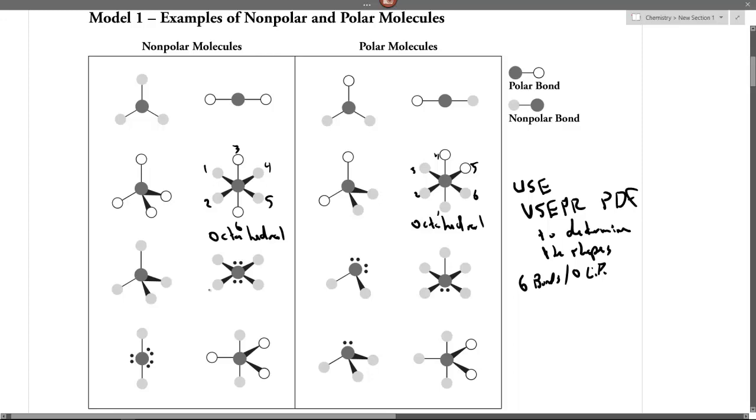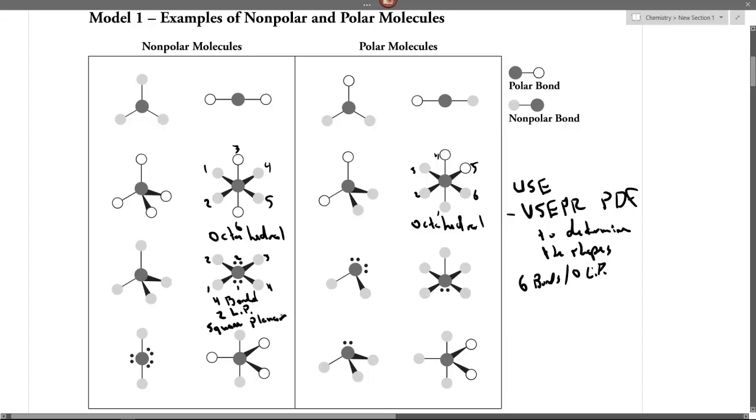Right, here's one that has 1, 2, 3, 4 bonded atoms and 2 lone pairs. So I would look for that. There's 1, there's 2. And when I find that on the VSEPR sheet, that tells me that this is square planar. And you can do the rest the same way.